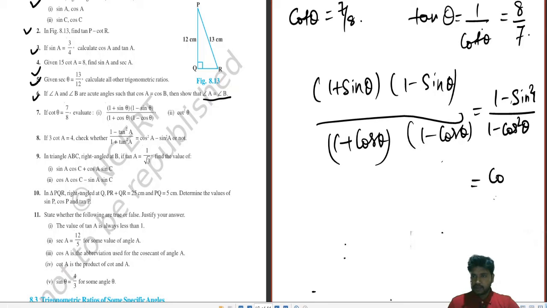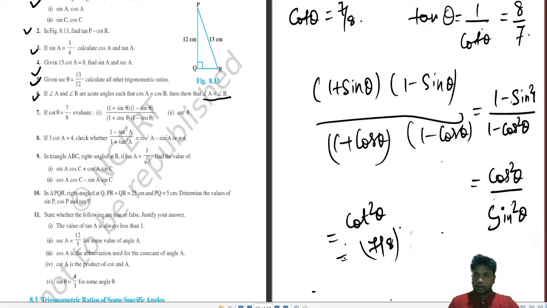So 1 minus sin square theta is cos square theta, and 1 minus cos square theta equals sin square theta. That is ultimately cot square theta, which equals 7 by 8 whole square. 49 by 64 is your answer.